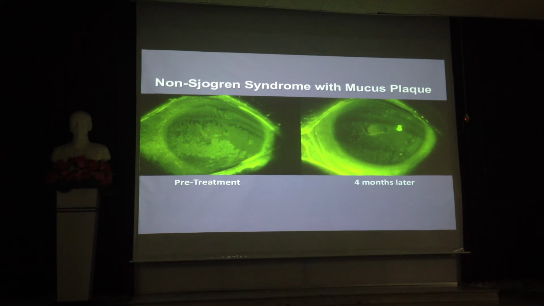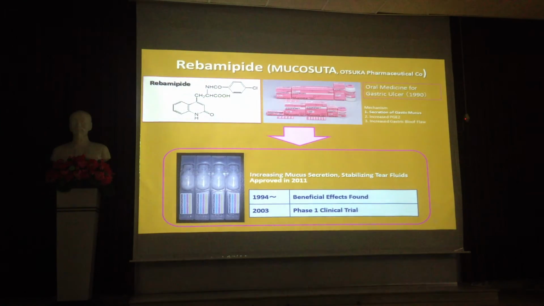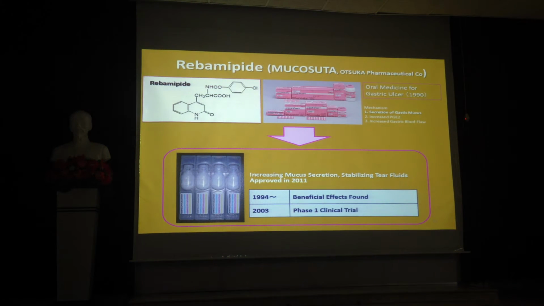So for instance, this is just a pre-treatment and 4 months later, this is a non-Sjögren syndrome, but this is kind of aqueous deficient dry eye, and the mucus strands tend to disappear because of the increased amount of the tears. Well, rebamipide, this is released from the other Japanese company, Otsuka. This is the kind of drug for the gastritis. So they like to make some of the eye drops.